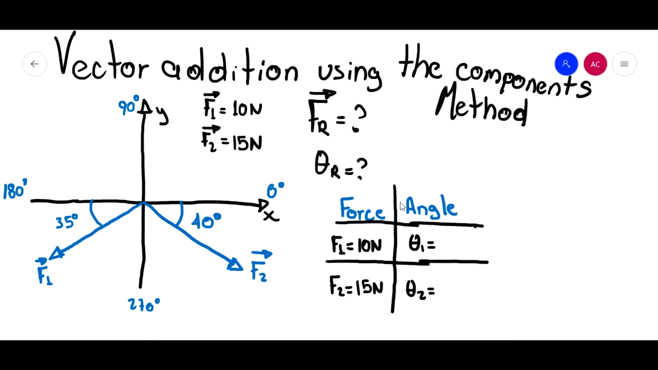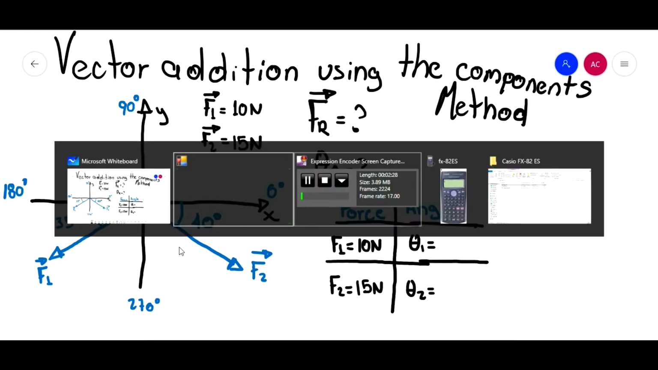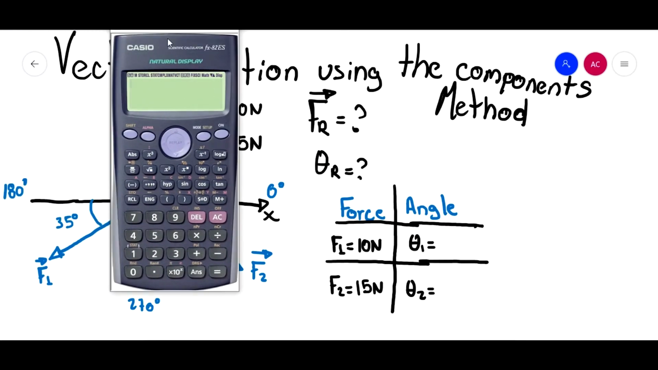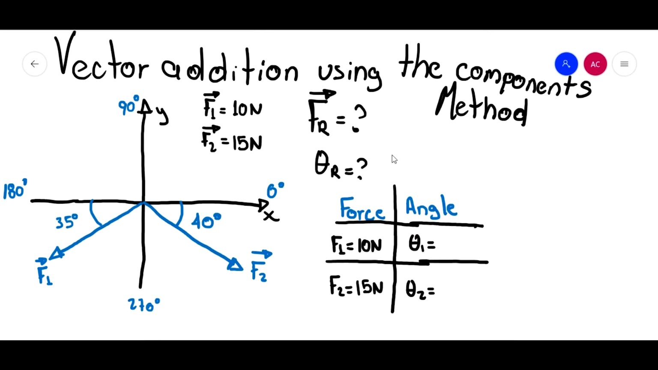The total angle of force 1, if you see, I have 35 degrees here, but the total angle is measured from 0 degrees, so this whole way is 180. So 180 plus 35 degrees will be the total angle of force number 1. Let's find it in the calculator. 180 plus 35 equals 215. So the total angle right here will be 215 degrees.